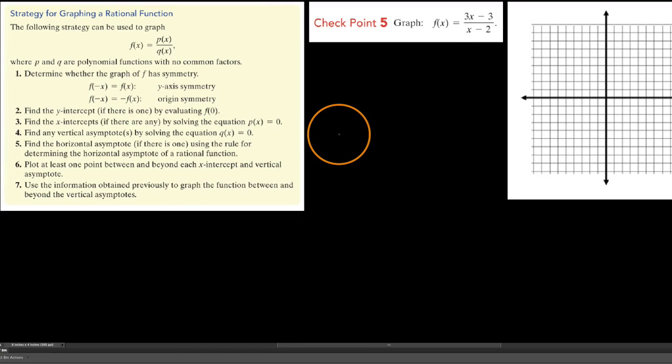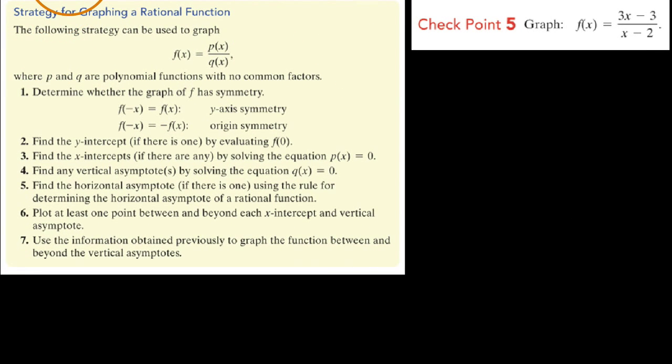Okay, YouTube, in this video, we're going to go through just a strategy here for graphing rational functions. But essentially, when it comes to graphing these rational functions, I'll be real honest with you, what we're going to be looking for are the vertical and horizontal asymptotes. And then from there, just really piecing together the rest of the graph. So it's going to be important we can identify those values.